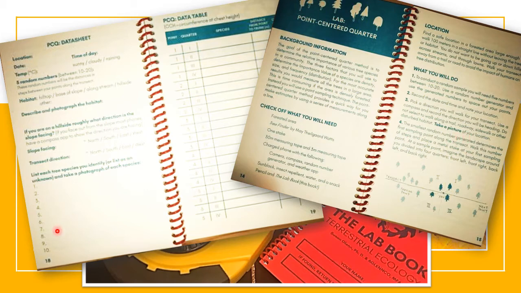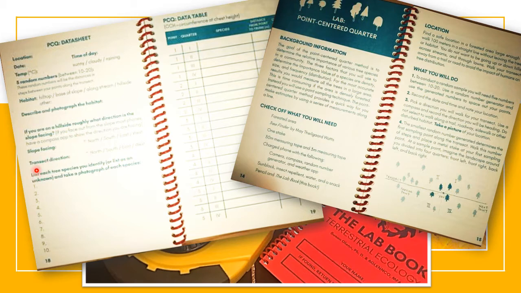Also, in the lab book on pages 18 and 19, these are your data sheets. On page 18, you're recording where you are, the date, the time of day, the temperature. You're going to put your random numbers that you generated there, what type of habitat you're in, describe the habitat, and you're going to photograph that. So make sure you have a photograph. And if you're on a hillside, what direction is the slope facing? Is it facing north or south, or east or west? And if you wanted to use your compass, you can actually come up with the degrees.